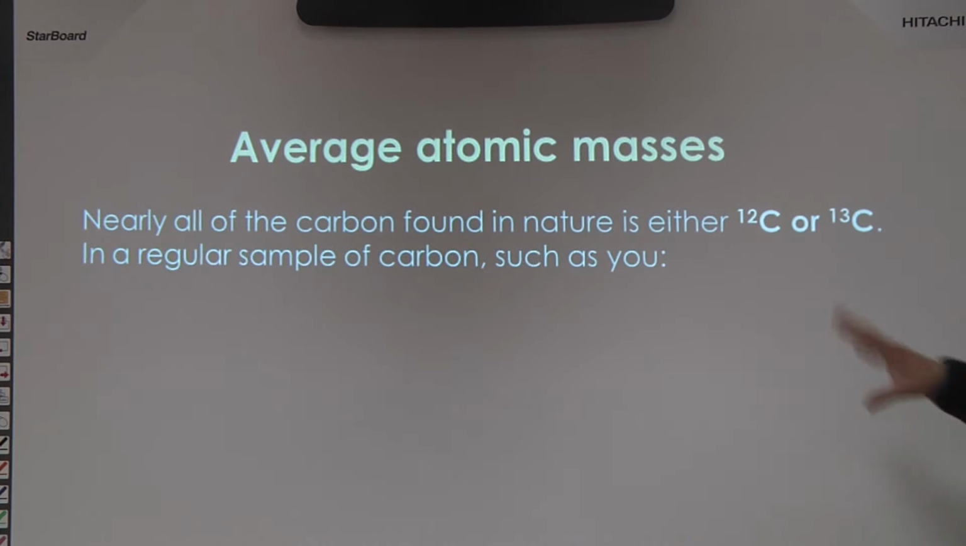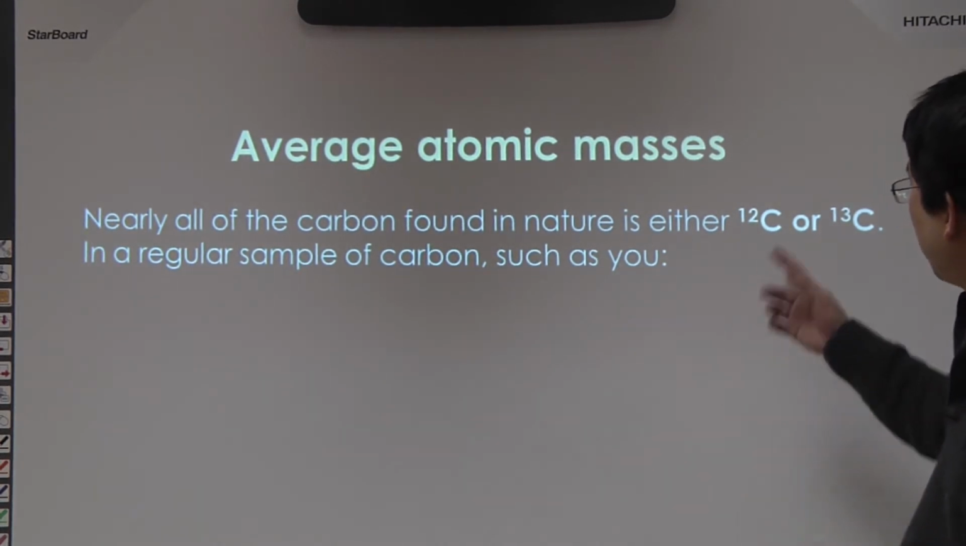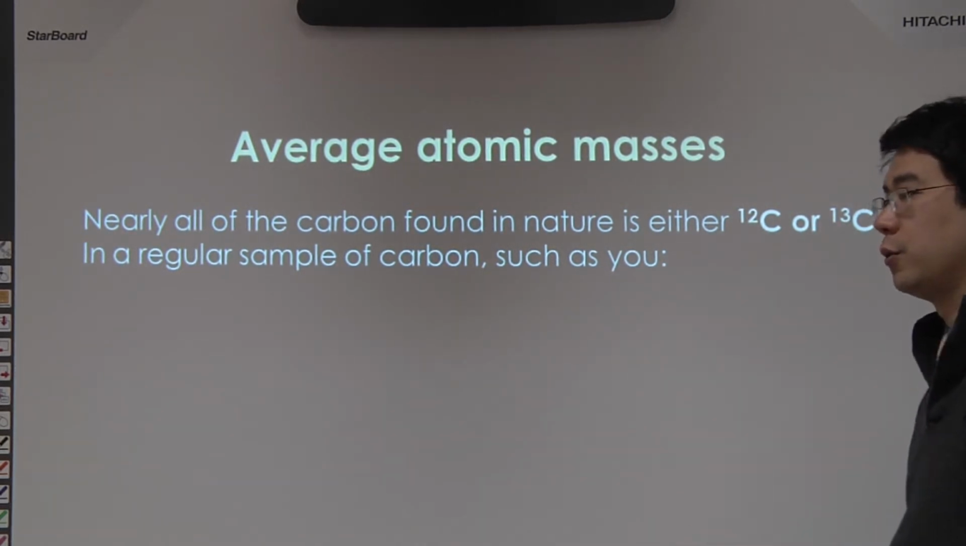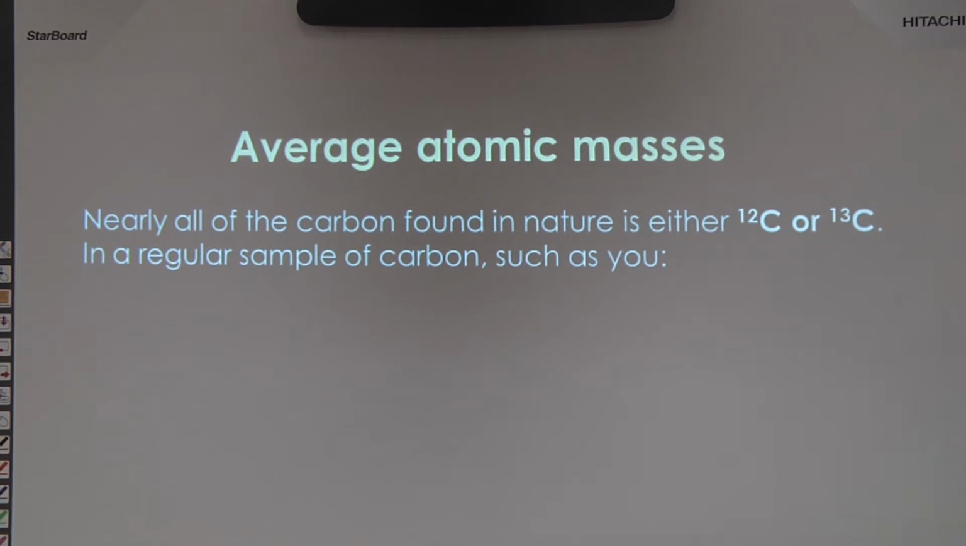So nearly all of the carbon found in nature is either carbon-12 or carbon-13. Right, way back when we were talking about isotopes, originally we also introduced carbon-14. Now carbon-14 is very, very rare. There's a very, very tiny amount of it. So much so that for this example in this presentation, we're going to pretend that it doesn't exist. So nearly all of the carbon found in nature is carbon-12 or carbon-13.